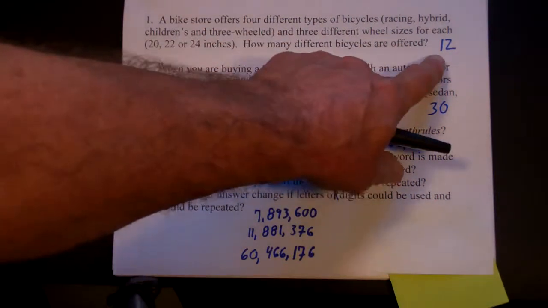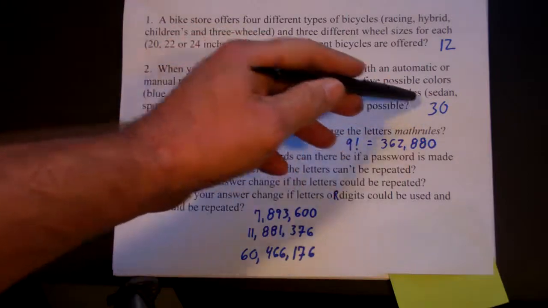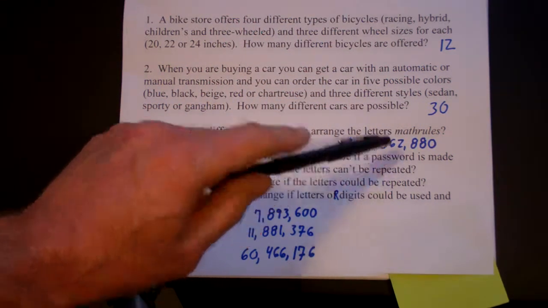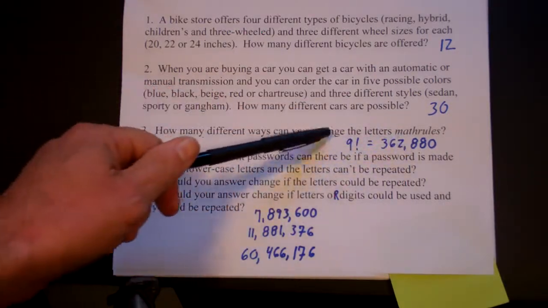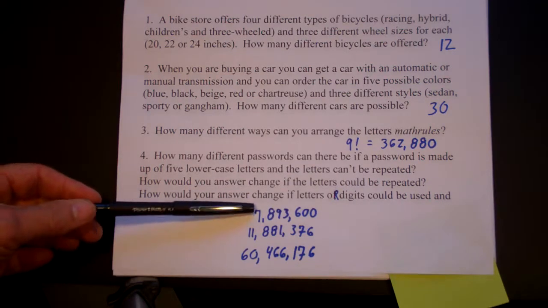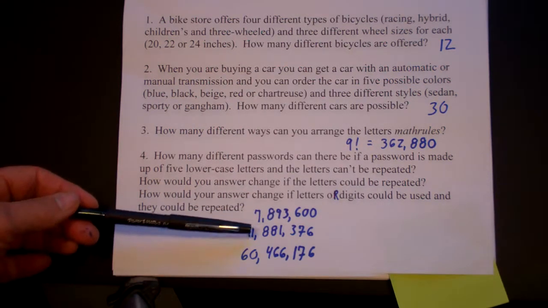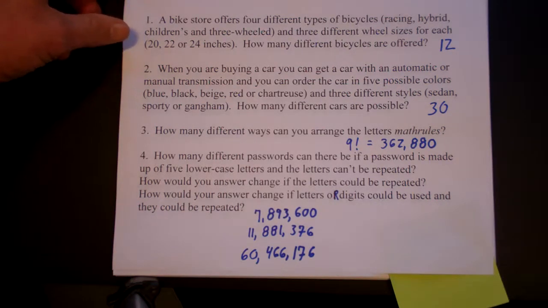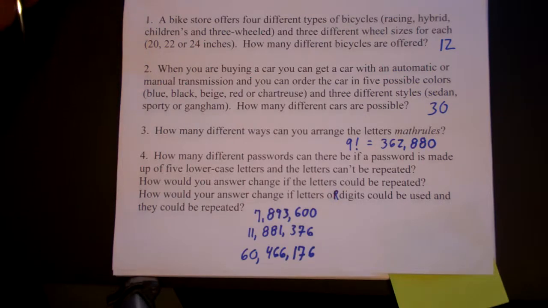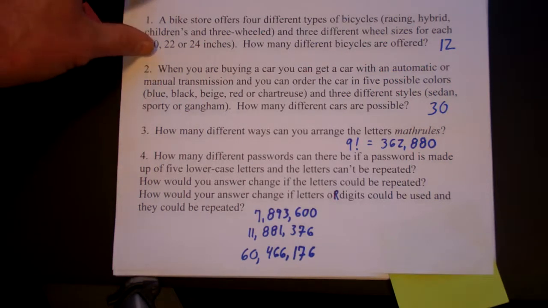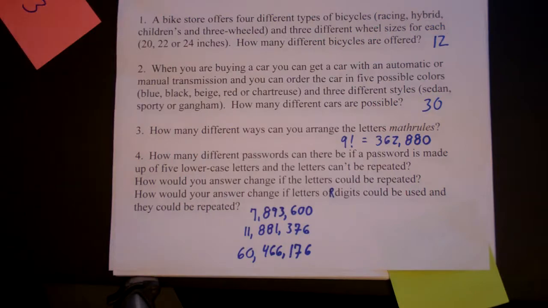In the first problem, the answer was 12. In the second one, it was 30. In the third problem, the answer was 9 factorial or 362,880. Either one of these would have been acceptable answers. In the fourth one, there are three different possibilities, and one was about 7.9 million, the other one nearly 12 million, the other one nearly 60 million. If you got these answers right, then go ahead and skip now to video on counting part 4. If you got any of these problems wrong, then let's go ahead and work out each one of these problems.